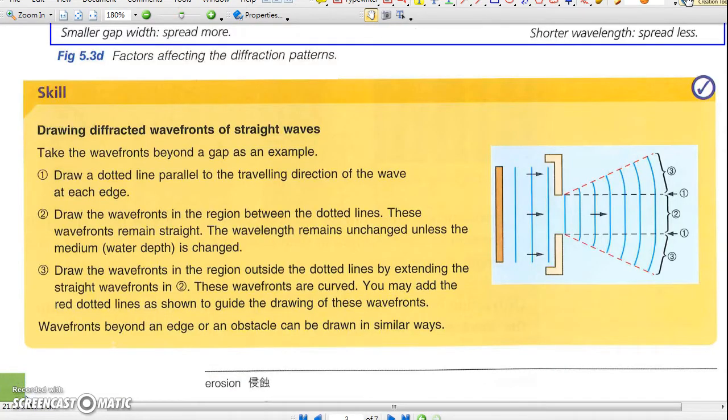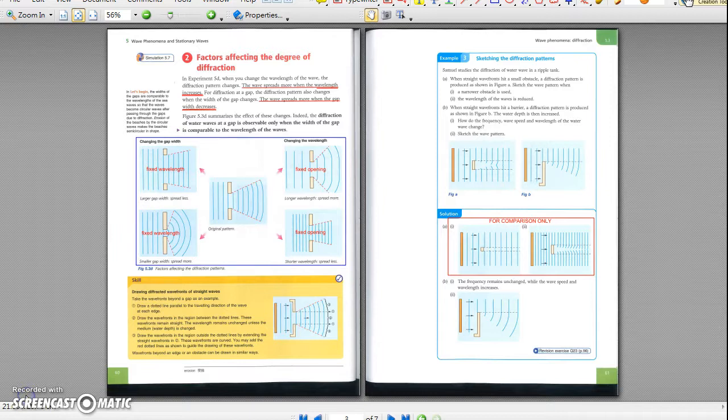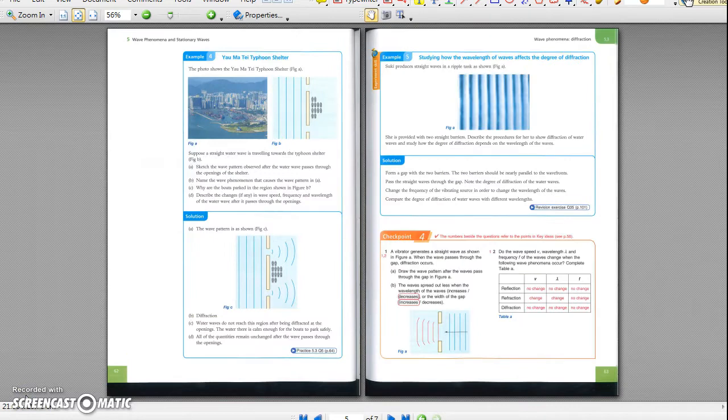Follow the steps in this skill section when you are asked to draw waveforms in diffraction. Questions of this type focus on changes, usually with different openings or with different wavelengths, and you have to show the change in the amount of diffraction.